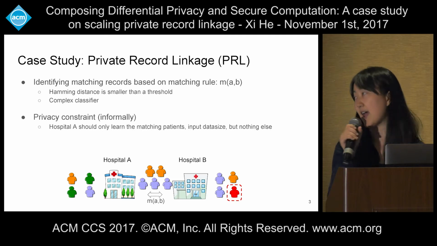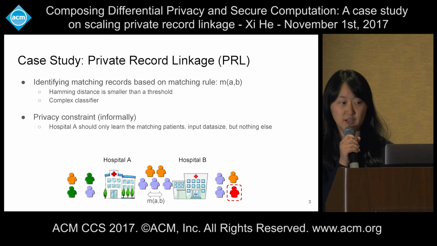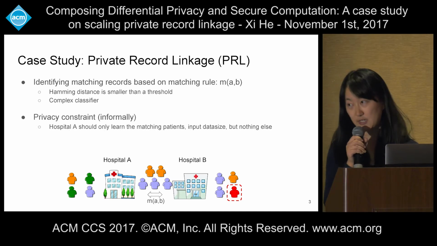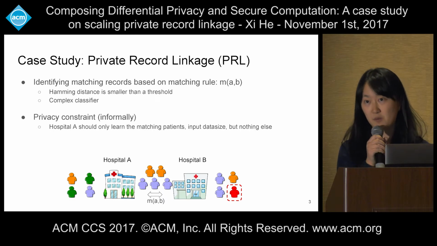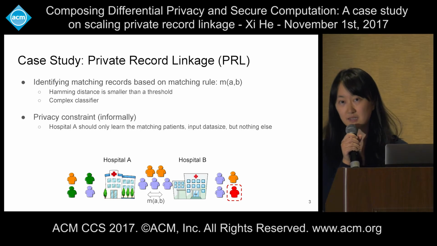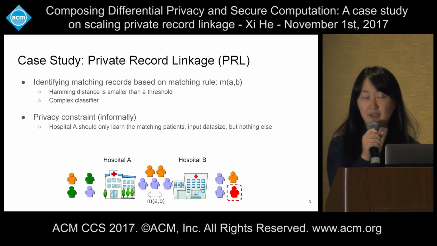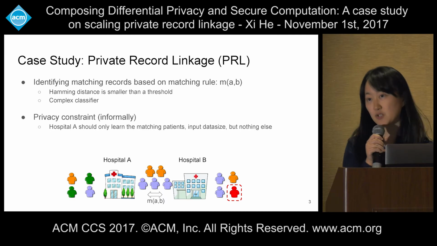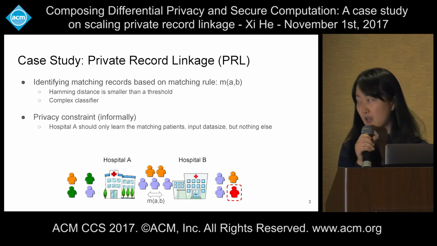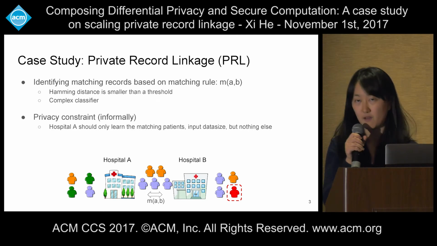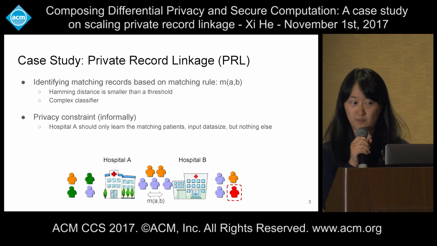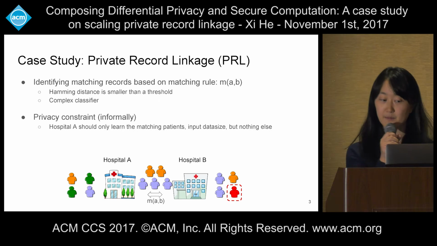One important application is called private record linkage. For example, in a collaborative study, two hospitals, A and B, want to find the common patients that exist in their databases, but their primary keys may not necessarily be the same. So you have to use a matching rule to determine whether a pair of records is a matching pair or not. This matching rule can be very simple, such as a distance-based matching rule, or it can be very complex, such as a complex classifier.